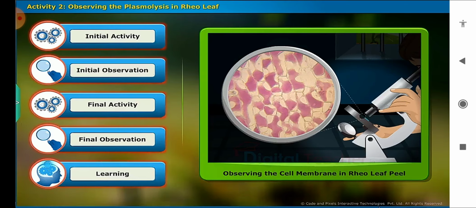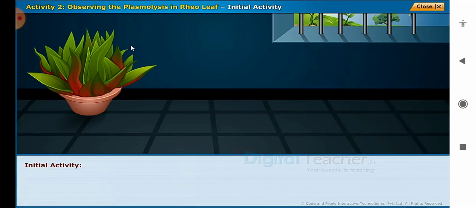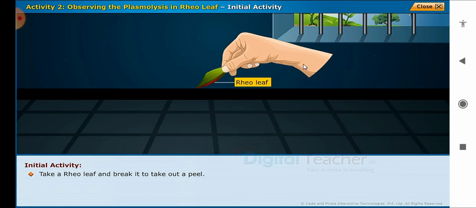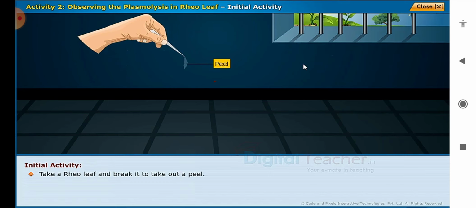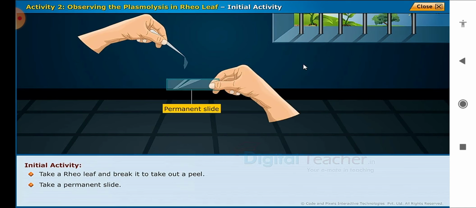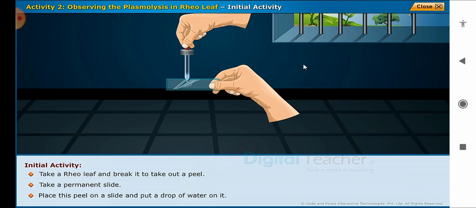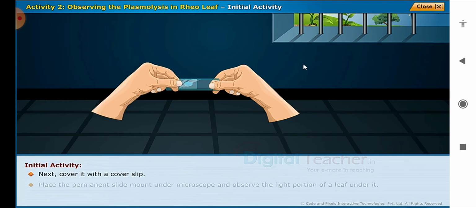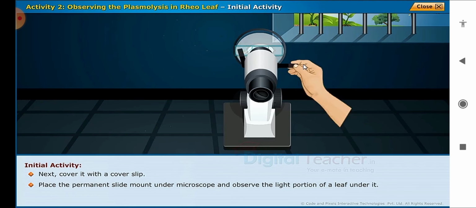Here, let us perform an activity to observe the cell membrane in a Rhoeo leaf. Click each tab to know more. Take a Rhoeo leaf and break it to take out a peel. Take a permanent slide. Place this peel on the slide and put a drop of water on it. Next, cover it with a cover slip. Place the slide under a microscope and observe the light portion of the leaf.